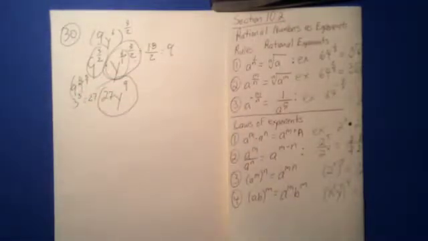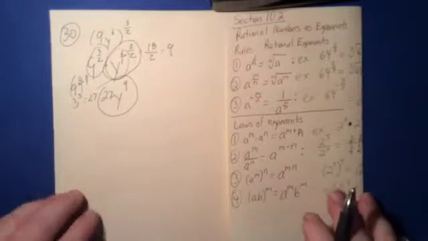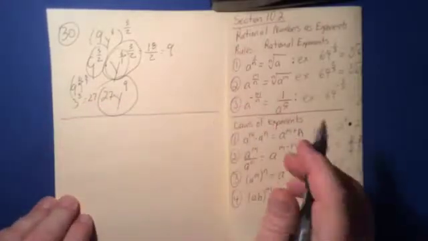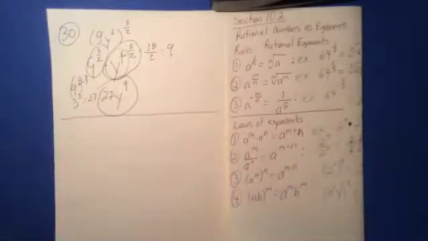So this is how we take expressions that are written with rational exponents and work to simplify them a little bit. So now we're going to begin to take this the other way. We're going to take a look at expressions that are under radicals and write them with rational exponents.